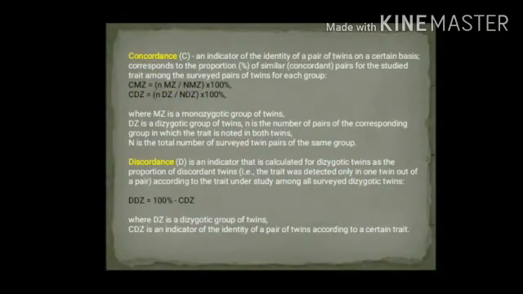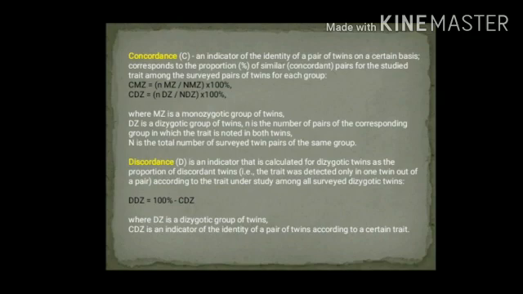Concordance, an indicator of the identity of a pair of twins on a certain basis, corresponds to the proportion of similar pairs for the studied trait among the surveyed pairs of twins for each group. And in the slide you can see the formula for concordance, monozygotic and dizygotic.